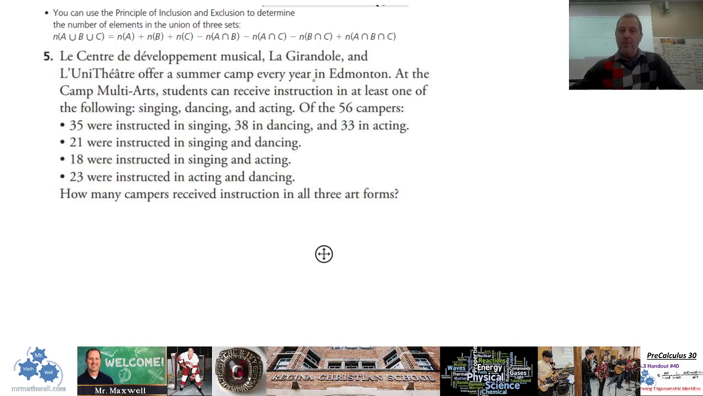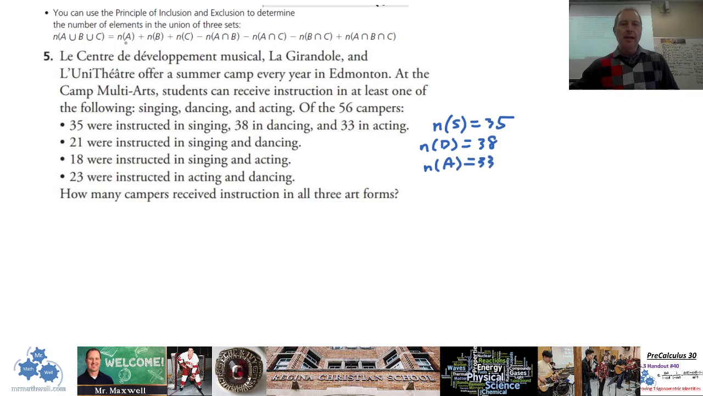Offer a summer camp every year in Edmonton. At the camp, multi-arts students can receive instruction in at least one of the following: singing, dancing, and acting. Okay. Of the 56 campers, here's the list of what we've got. 35 were instructed in singing. So it looks like we've got n of S, let's say S is singing, is 35. Okay. 38 in dancing. The number in dancing is 38. And 33 in acting.